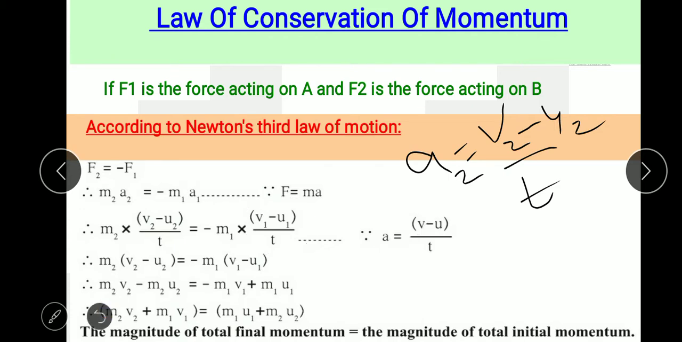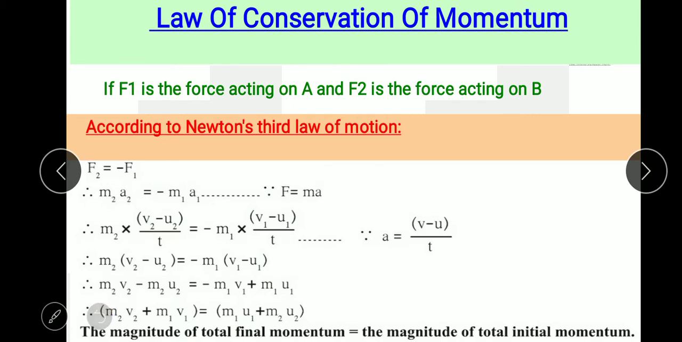When you see, students, on both sides we have t, so we'll just cancel these two t's. We'll cancel the t from the left side and right side. When they are cancelled, the equation will become like this, students. I'll just repeat the equation. What is the equation, students? Now here we get this equation.